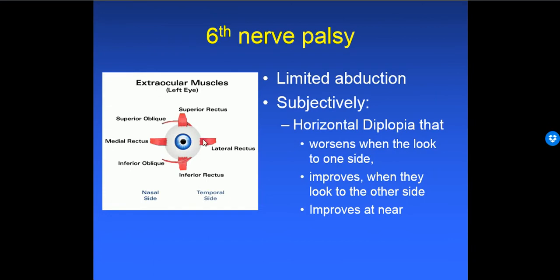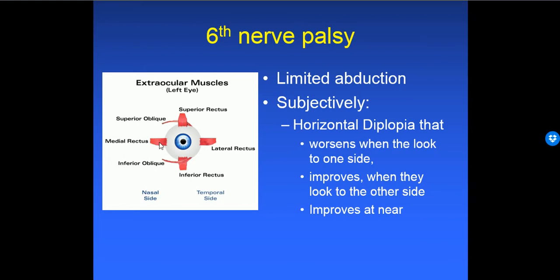So we'll start off now with just the case of a 6 nerve palsy in terms of what we expect. So obviously we expect the patient to have limited abduction. The ability of the eye to turn outward will be somewhat limited. However, we've shown examples where if there's a very slight 6 nerve palsy, the abduction might look full to the examiner. And then what the patient should tell us subjectively is that they have double vision, that the double vision is horizontal double vision.